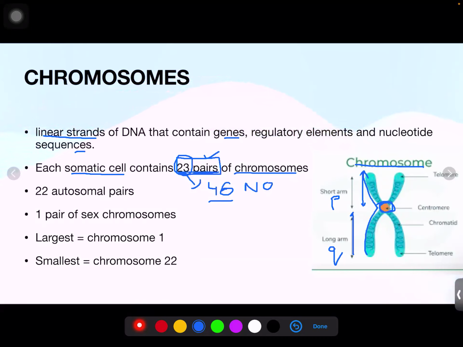Now out of 23 pairs, 22 pairs are autosomal chromosomes, and the last pair of chromosomes is called the sex chromosomes. And you all have known that in females, the sex chromosomes are XX, and in males, the sex chromosomes are XY. So coming to the size of the chromosome, the largest chromosome is chromosome number 1, and going up to chromosome 22, that will be the smallest chromosome.